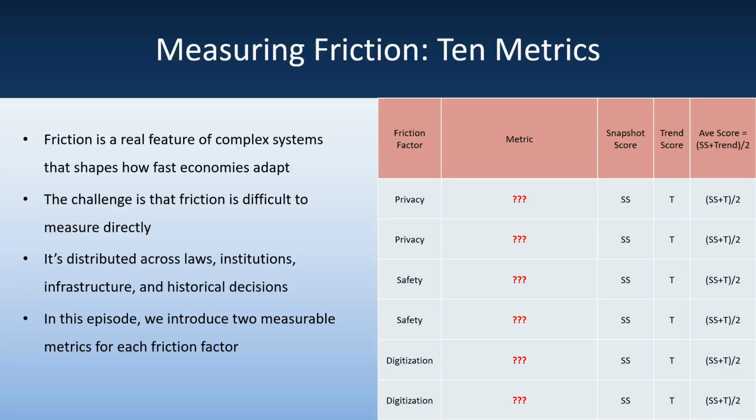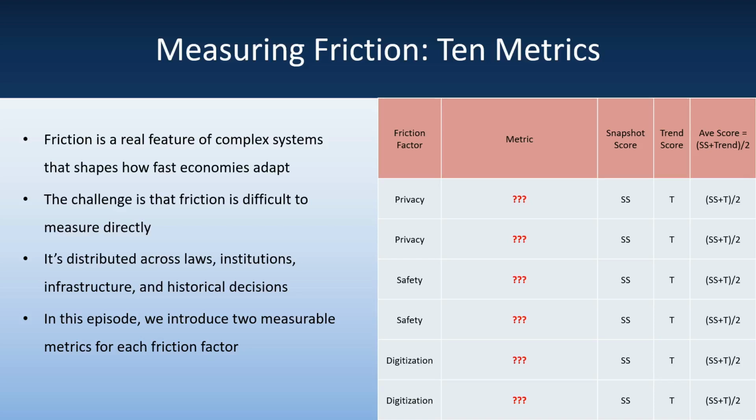Measuring friction, 10 metrics. In the last few videos, we established friction as a real feature of complex systems. Friction already shapes how fast economies adapt, how safely change happens, and how far optimization can reach. The challenge is not whether friction exists, it's that friction is difficult to measure directly. It's distributed across laws, institutions, infrastructure, and historical decisions, rather than appearing as a single variable.